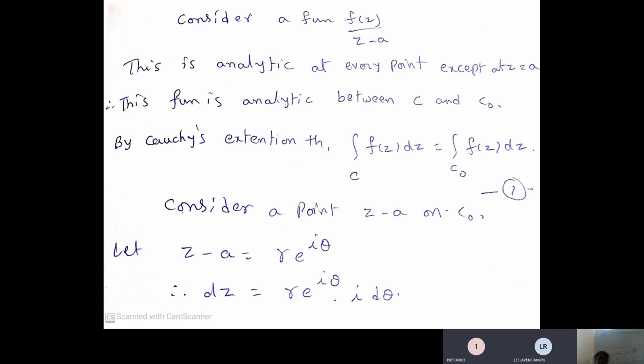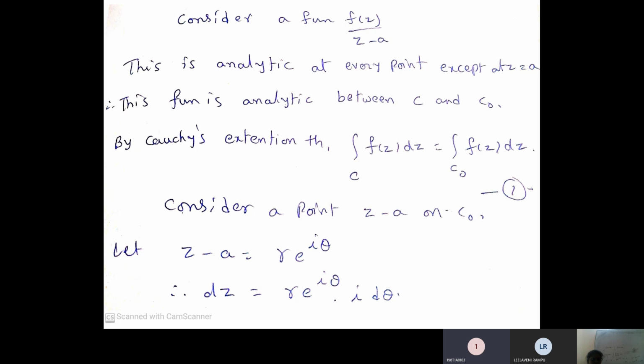Now the function is f of z by z minus a, not f of z. Our function is f of z by z minus a. So this function is analytic between C and C naught. So try to make a small correction. Okay, do you understand? At equation 1, write by z minus a in your notes. Here there is only f of z, you write f of z by z minus a.